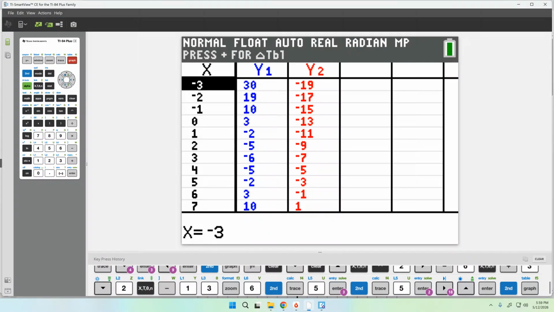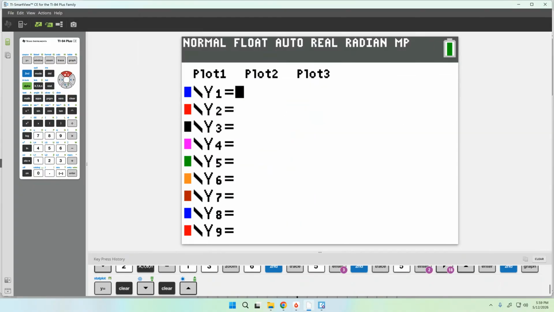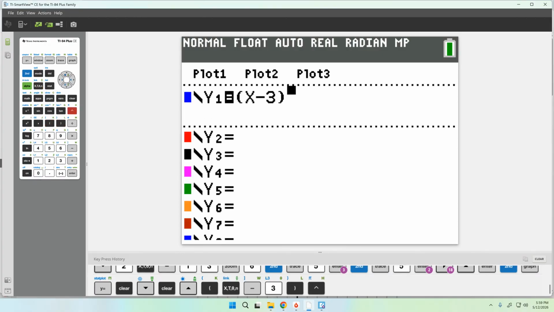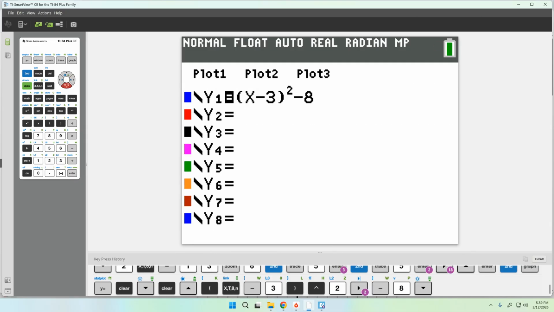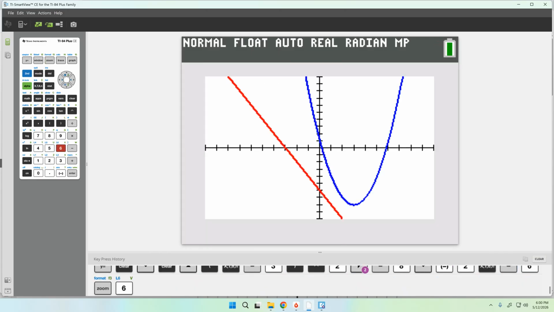Our last system, again, we're going back to y equals. Putting in our quadratic, it's fine with (x minus 3) to the second power, arrow out of that, minus 8. And then our linear function in slope-intercept form, negative 2x minus 6. So we're going to go zoom 6. Ooh, and look, we don't have a point of intersection, so we have no solution.